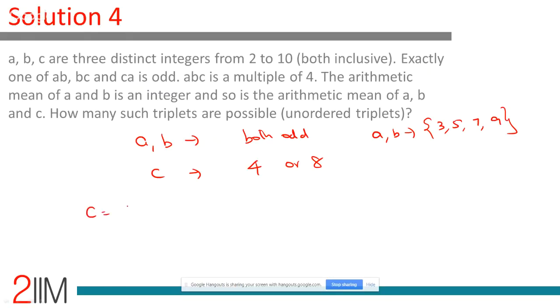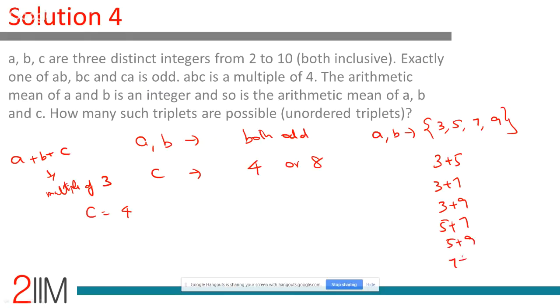Let's say C is equal to 4. We know that the arithmetic mean of A, B, and C is also an integer, so A+B+C should be a multiple of 3. So C is 4, and then we could have 3 plus 5, 3 plus 7, 3 plus 9, 5 plus 7, 5 plus 9, 7 plus 9. These are the totals possible. 3 plus 5 is 8, 10, 12, 14, 16. If C were 4, 4 plus 8 is 12, this would work.